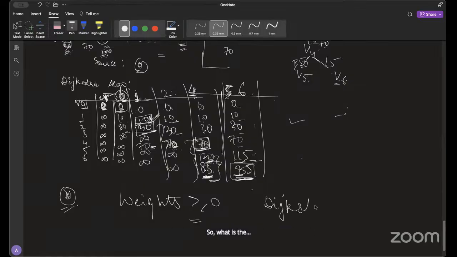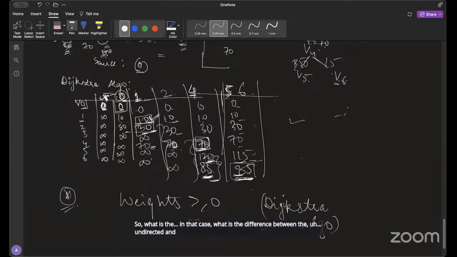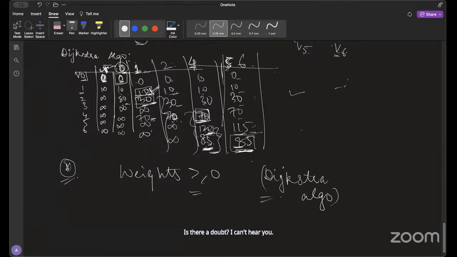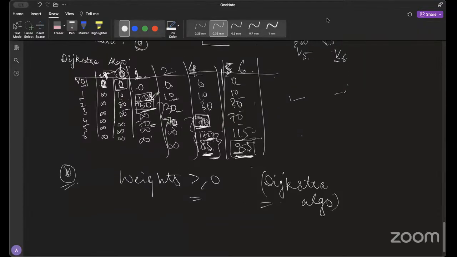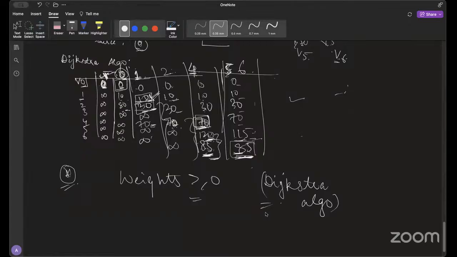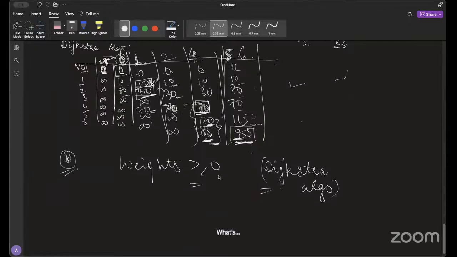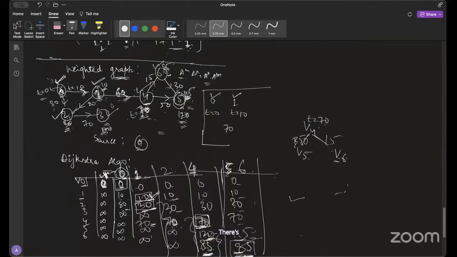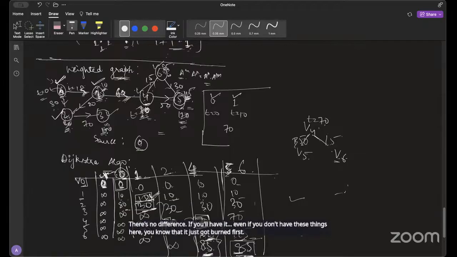Then what is the difference between directed and undirected graph in Dijkstra's algorithm, ma'am? There's no difference. Even if you don't have these things here, you know that if this got burned first, then this is going to get burned.